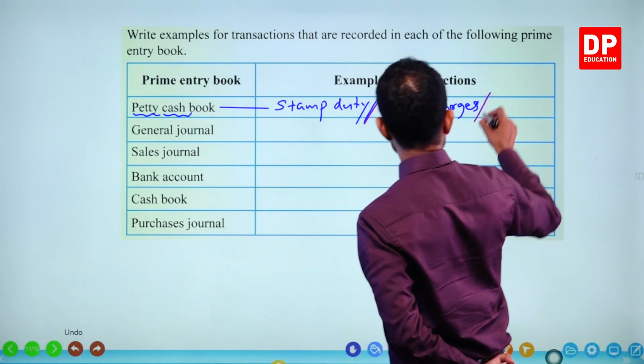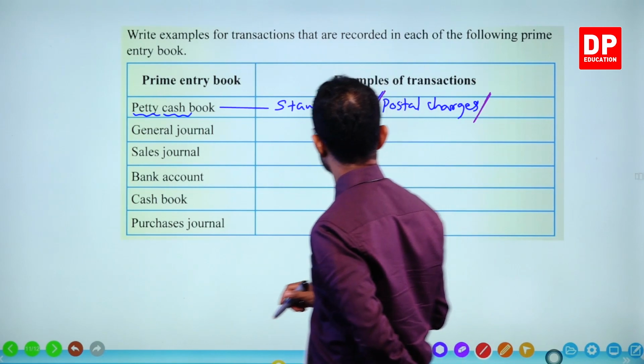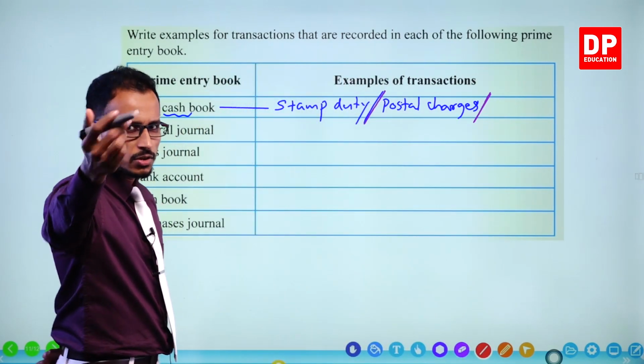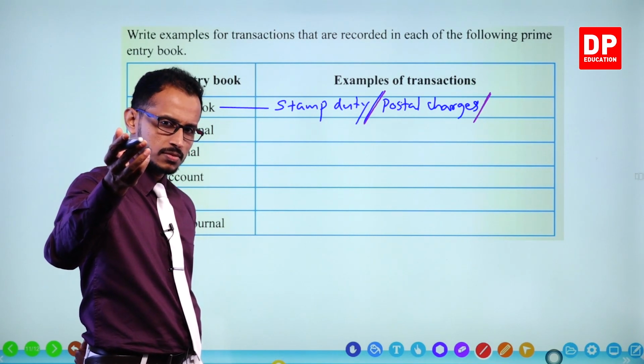Stamp duty or postal charges, and what else? Why don't you tell me one? Yes.